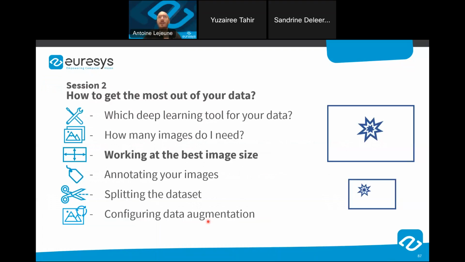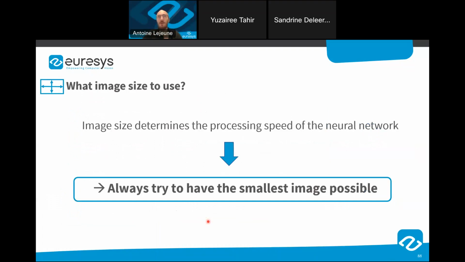So now let's talk a bit about working at the best image size. The main point I want to make here is first that in deep learning applications, the image size is the main determining factor of the processing speed. So you always try to have the smallest image possible in your dataset and on your production line, and that will make the neural network go faster.